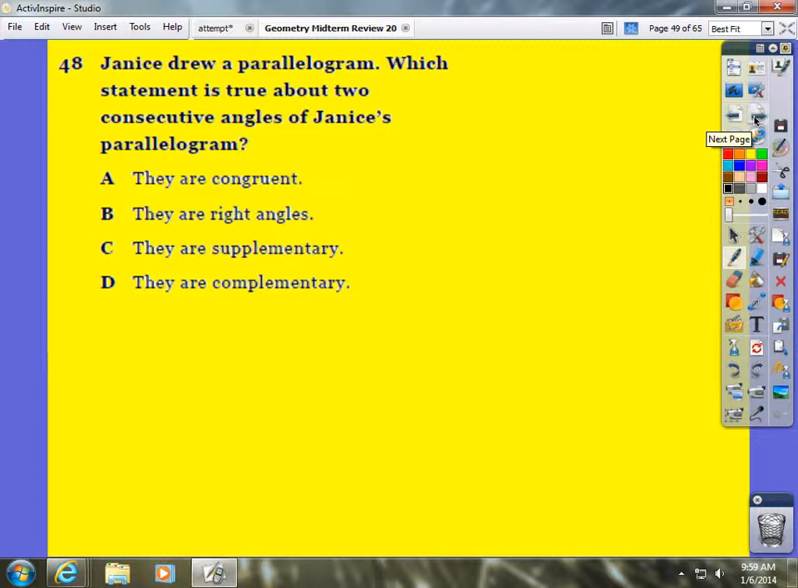Which is true about the consecutive angles of a parallelogram? If y'all will remember, parallelogram consecutive angles always add up to be 180 degrees. If they're 180 degrees, that makes them supplementary.